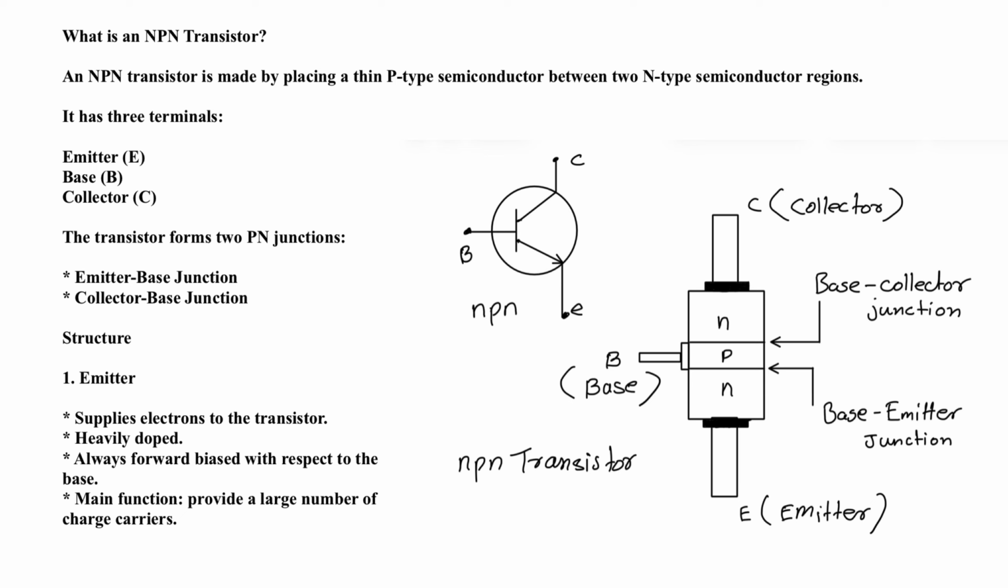Structure. 1. Emitter: supplies electrons to the transistor, heavily doped, always forward biased with respect to the base. Main function: provide a large number of charge carriers.